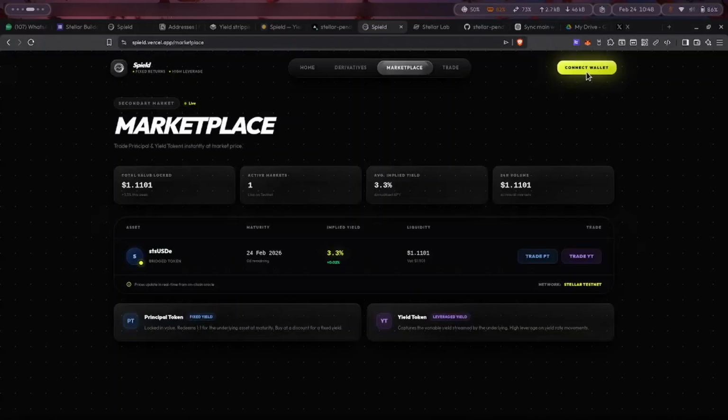So first of all, we will need to connect our wallet. So now we can see a marketplace. So it's basically a marketplace, a kind of thing for yield strip tokens.